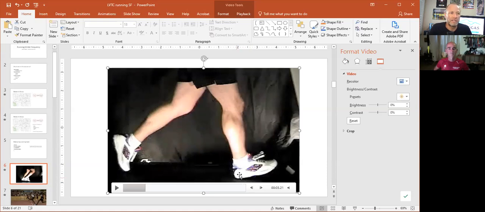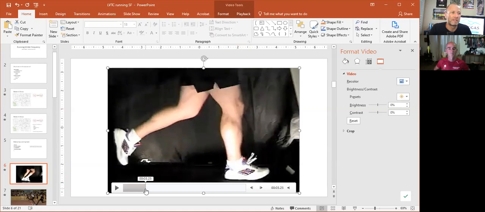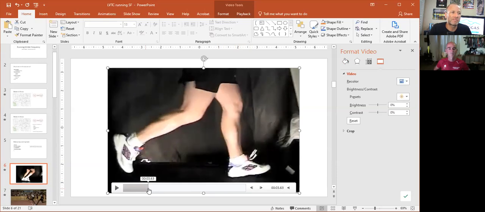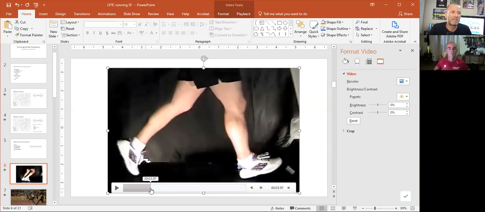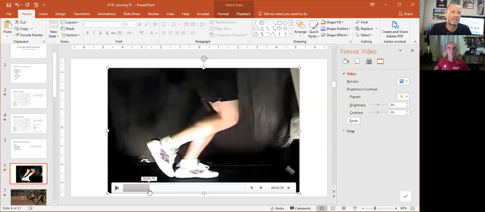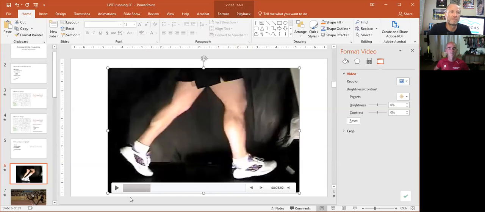So a stride is all the movements between the same side discrete event to the very next same side, same discrete event. So ground contact to ground contact from the right foot. That's a stride. All right. I could use left foot to left foot. I could do toe off to toe off, whatever it is, but it's the same side, all the movements.